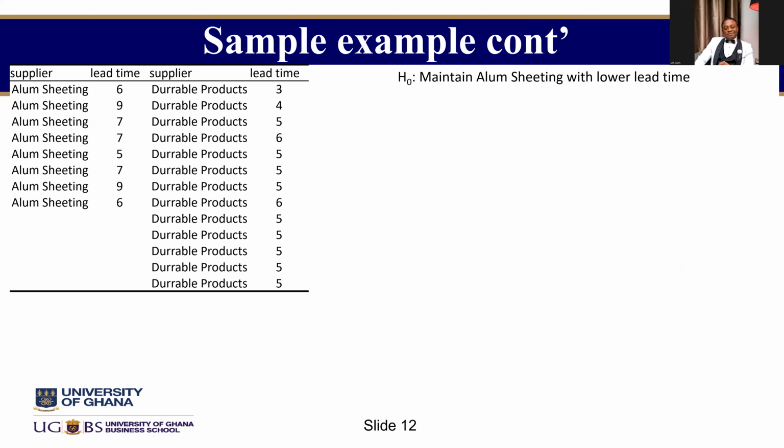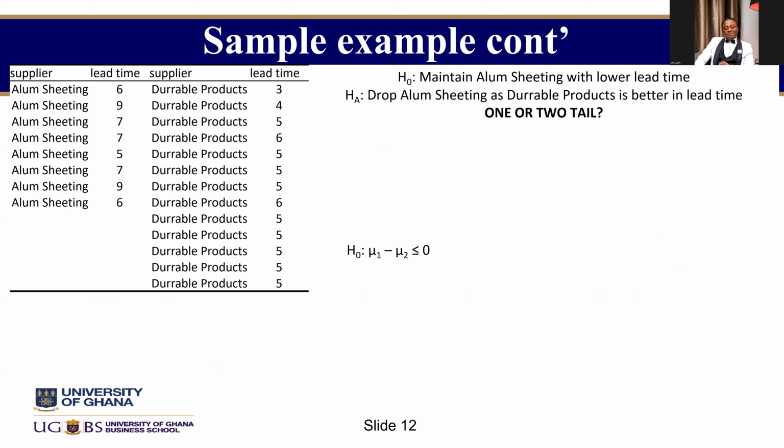The first one is alum sheeting is good, so maintain it. Maintain alum sheeting as the one with the best lead time. The alternative is saying that drop it. Okay, that's what the guy is going for. Drop it because durable is better. So when you write it like this, you have a fuller understanding. And then, you can proceed with the rest.